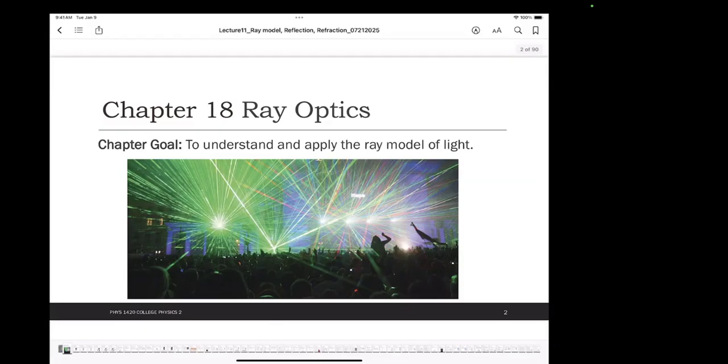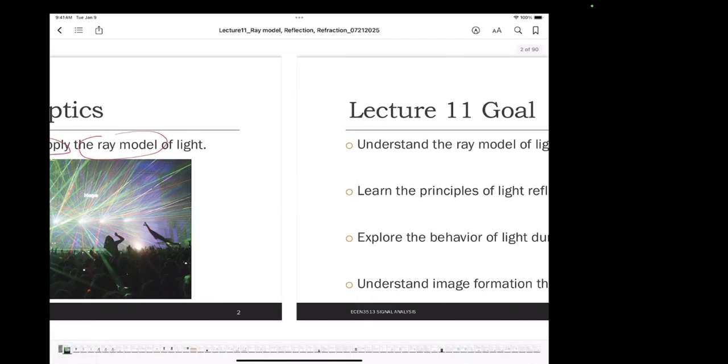We know there are three different models for light: the ray model, the wave model, and the photon model, where light has particle and wave properties at the same time. In this class, we mainly focus on the ray model.